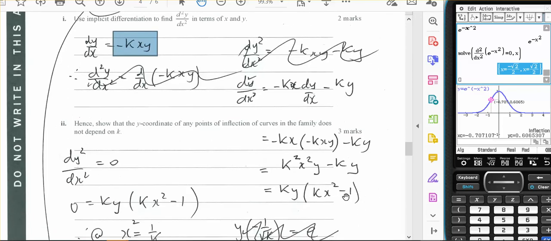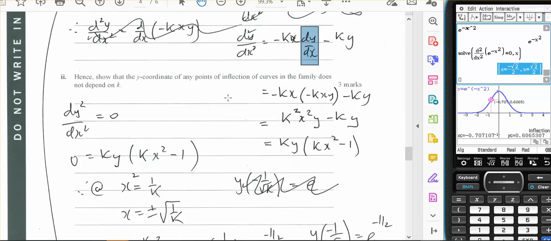And there's my expression for the second derivative in terms of y and x only, because I replaced my dy/dx with what dy/dx equals. Hence show that it doesn't matter what the k value is, the same y coordinate of the point of inflection occurs. So I've set the second derivative equal to 0, but I've used this expression here, which was the expression from the last question.